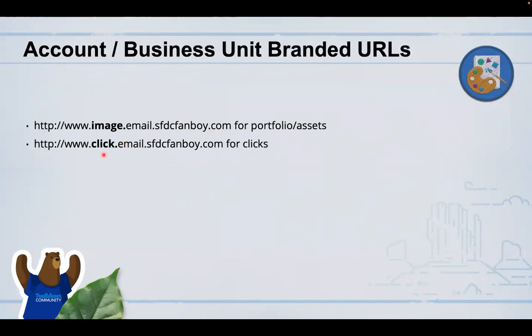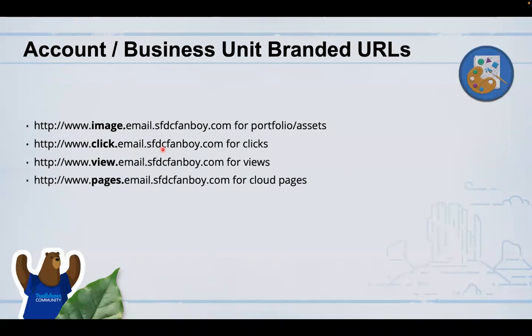Then the other branding that you see is, let's say you have uploaded images into Marketing Cloud. What will be the URL of those images? That would be image dot, then your subdomain, email.sfdcfanboy. Even the clicks in the email, if anyone clicks on an image or a URL, will be captured under your branding. And if you have any cloud pages, like landing pages, even those will be captured under your branded URLs.